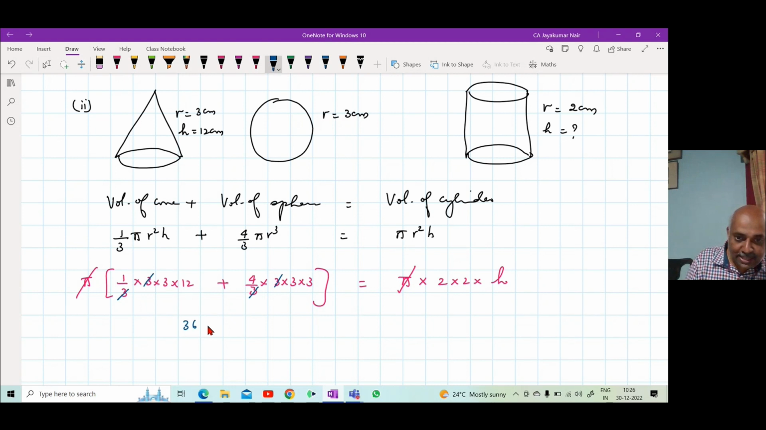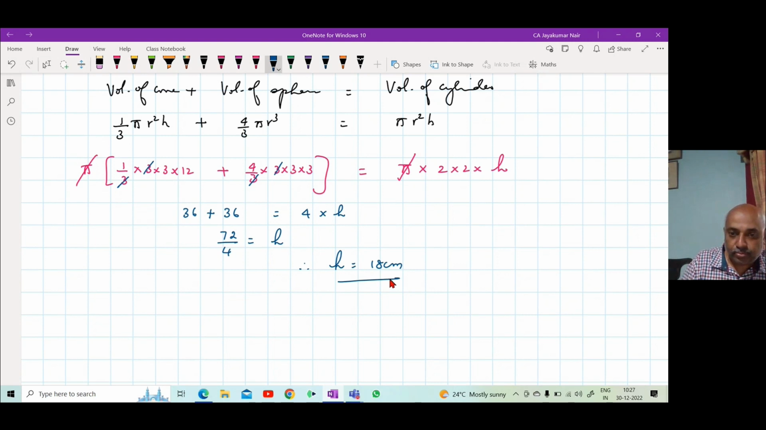So it is 36 plus 9 fours are 36, is equal to 4 into height. So what is 36 plus 36? It is 72. Divide this by 4, you'll get the height. Therefore, height of the cylinder is 18 centimeters. This is your answer.